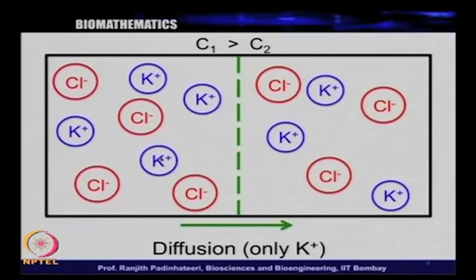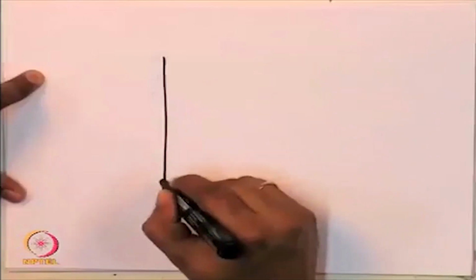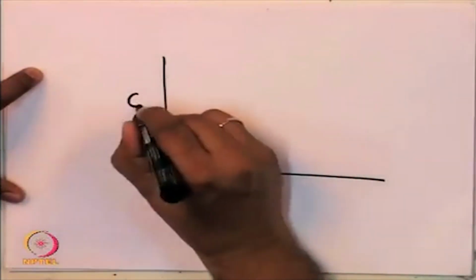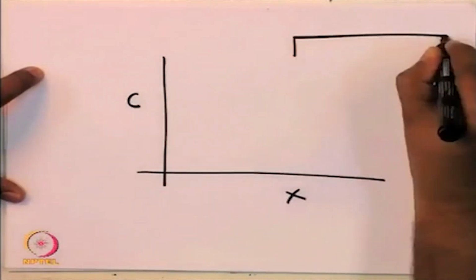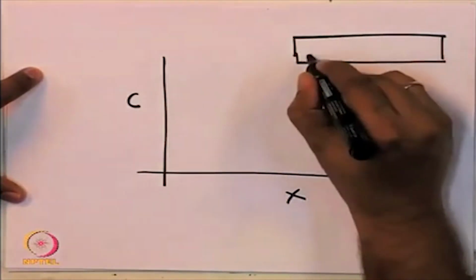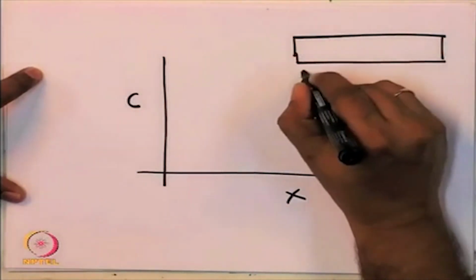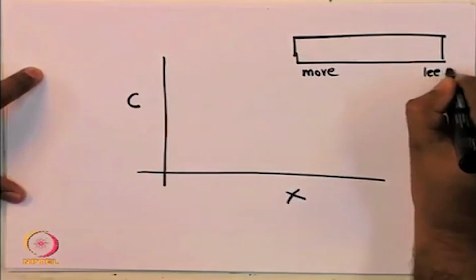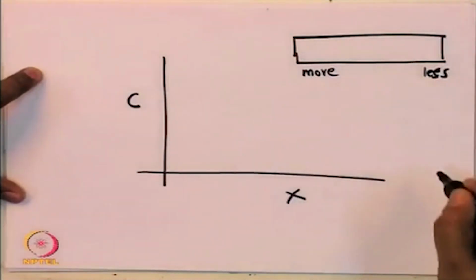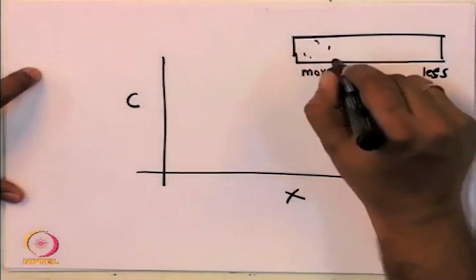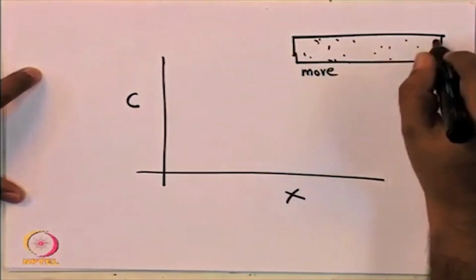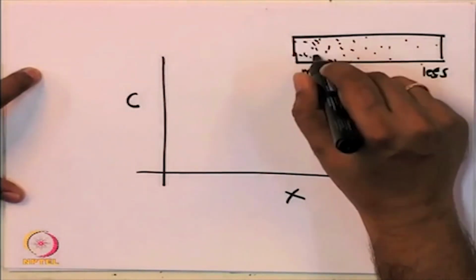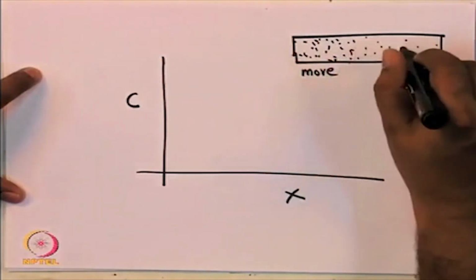Before that, let us just understand a bit more about the concentration. You can see that concentration decreases as we go from here to here. So, let us plot for a minute here the concentration against the x axis. So, more concentration here, less concentration here. What does it mean? There are a lot of particles here and fewer particles here. There are many ions here, and as it goes it will be less and less.